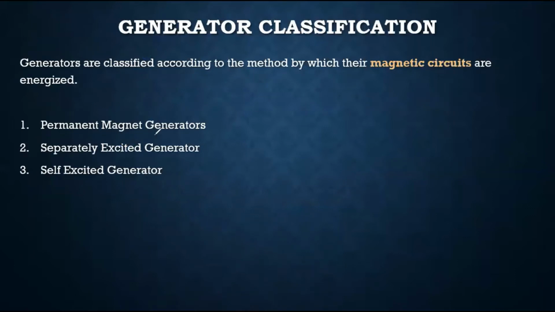One is our permanent magnet generators. In permanent magnet generators, we use the basic permanent magnet, and then we have separately excited generators and self-excited generators. In separately excited generators and self-excited generators, we are using an electromagnet, and in a separately excited generator, we have an electromagnet which is supplied from a separate source of power.